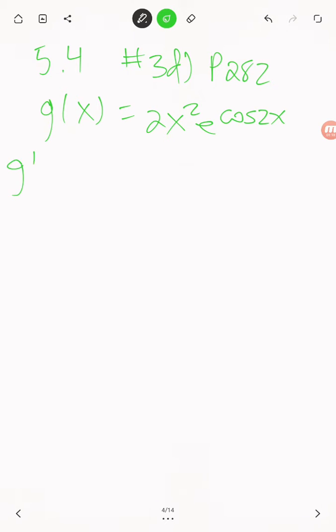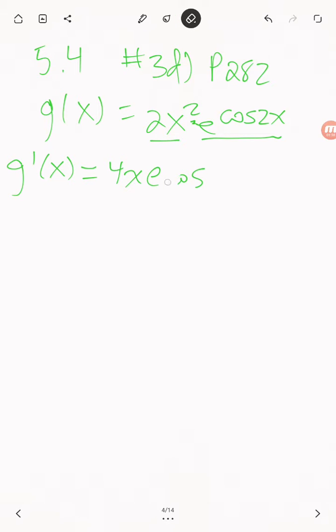And to do the derivative, we're going to need to use product rule since we have the product of two functions. I've underlined each one here. So the derivative of the first function is 4x times the second function, e to the cos 2x. Oh, sorry, let me make sure, and here's a mistake that you shouldn't make, one that I just made. Make sure that cos 2x is clearly in the exponent.